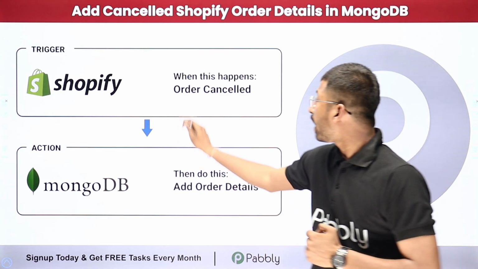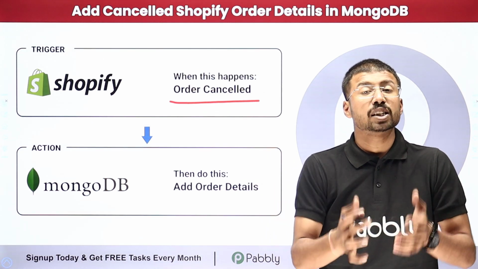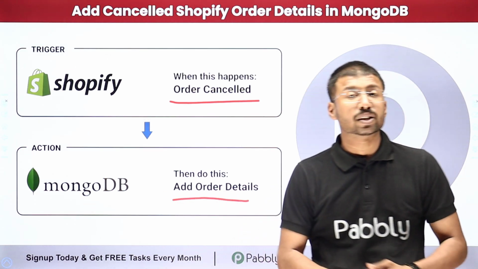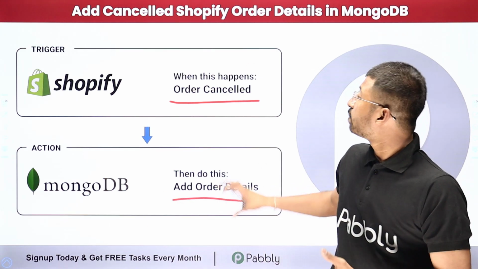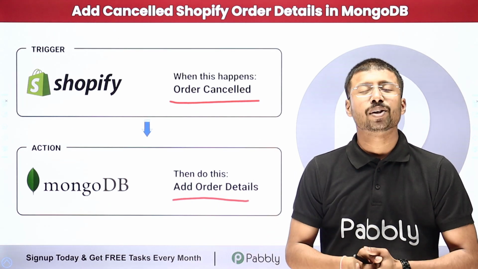In this automation, as an order will be cancelled in our Shopify store, automatically the details of the same order will be added with the customer details in our MongoDB database. Now, if you want to learn how you can set up this complete automation all by yourself, for that you just have to come with me to my screen.